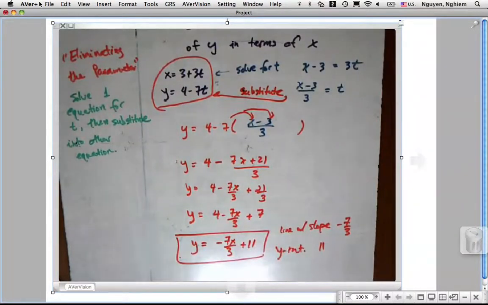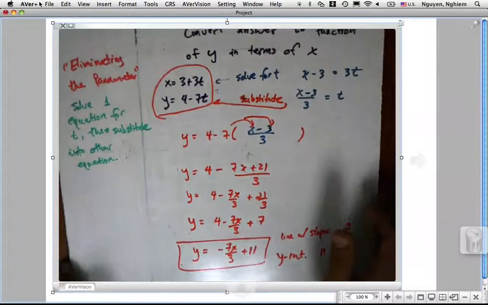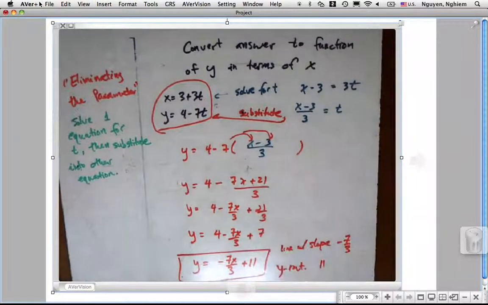Okay, so there you have it. A couple of examples here on how to work with parametric equations. You should continue on and watch the next video where we talk about the Pythagorean identity and how to solve parametric equations when you're working with circular motion.